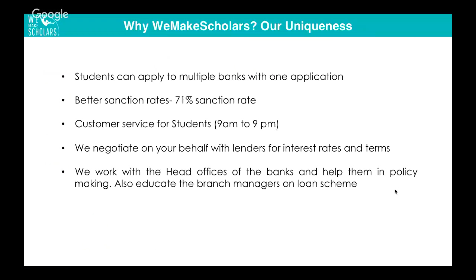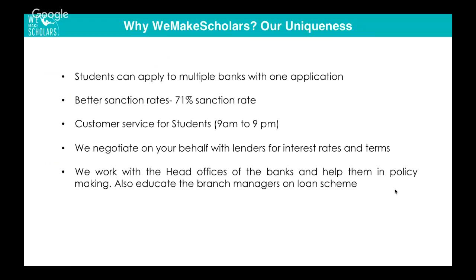Customer support we provide from 9 a.m. to 9 p.m. every day, including Sundays. So that's another thing which you won't get from a bank. And we negotiate on your behalf with lenders if you're going for a private bank, because in government banks the interest rates are usually not negotiable. You should just transparently know what benefits or incentives you are eligible for. In a government bank, they may say the rate of interest is 10.5, but then there will be a lot of incentives which may bring down your rate of interest to, let's say, 9% or so. It's not bargainable in government banks, but in private banks it is. So that's what we do for you as well.